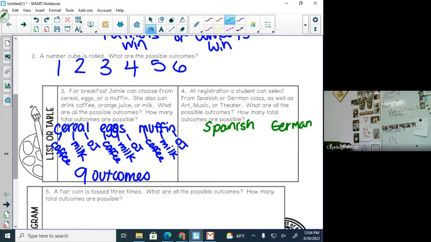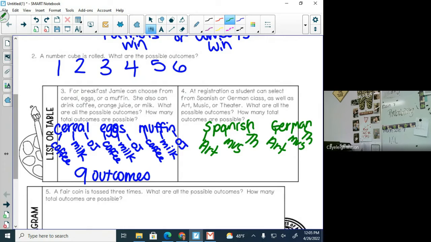All right, and then after she picks her language class, then she gets to pick another elective class. And what electives could she pick? Art, music, or theater. So art, music, or theater. I'm just going to abbreviate there. You can abbreviate too. If she picks German, she could also have the choice of picking art, music, or theater. So she could pick Spanish art, Spanish music, Spanish theater, or she could pick German art, German music, German theater.